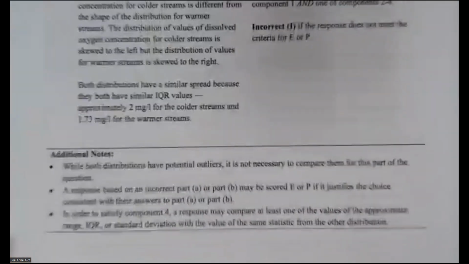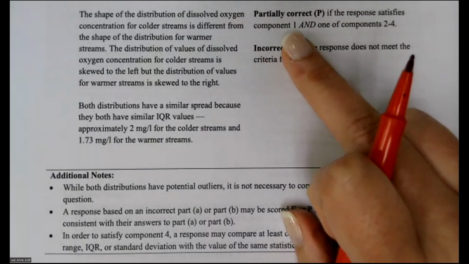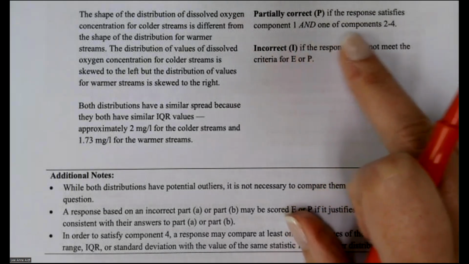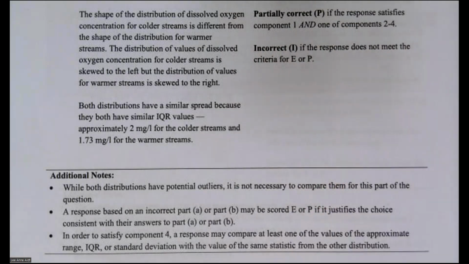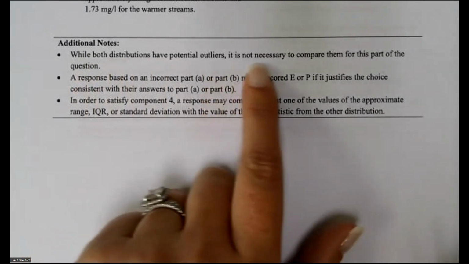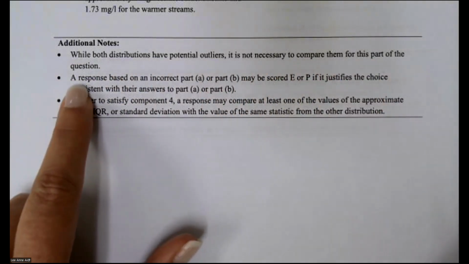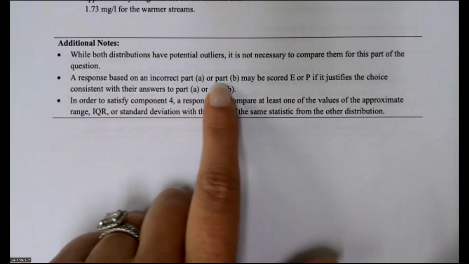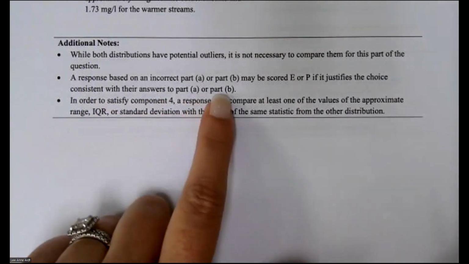Additional note. Oh, first of all, you get a P if you satisfy component 1. You have to satisfy component 1 and one of components 2 through 4. Incorrect if you do not meet the criteria for E and a P. It says, while both distribution have potential outliers, it's not necessary to compare them for this part of the question. A response based on an incorrect part A or part B may be scored E or P if it justifies the choice consistent with their answers to part A or part B.